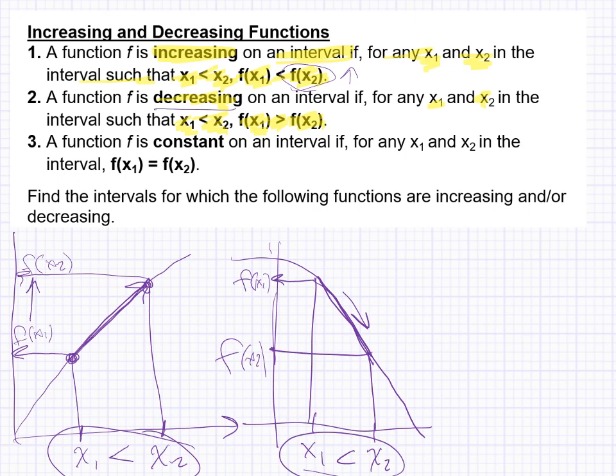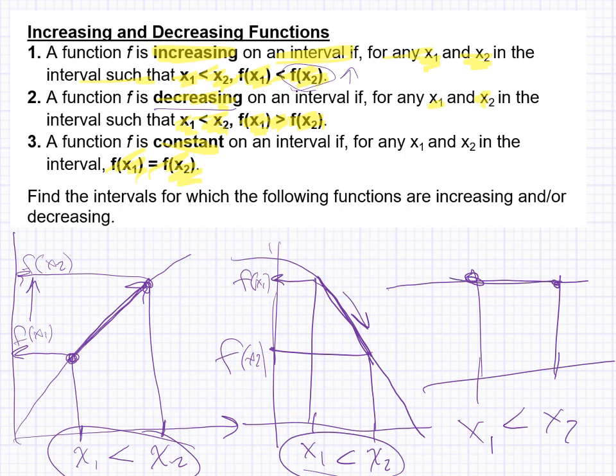And finally, a function is constant on an interval if f of x1 equals f of x2. Well, if two y values are equal, what that means is that I went horizontal. If I went horizontal and I look at these two x values, whichever one is bigger doesn't really matter, okay? In this case, it's set up the same. The y value for each of these is exactly the same. They're equal, and that's constant. So if I go horizontal from left to right, I'm considered to be constant.